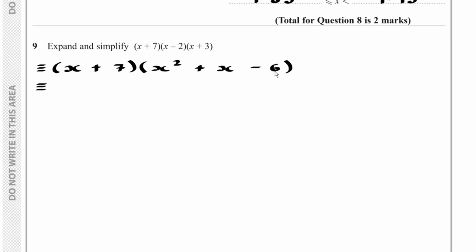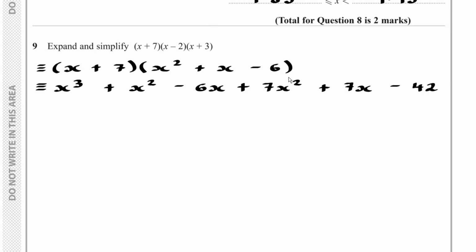Let's expand and simplify all this. X times x squared is x cubed. X times x is x squared. X times negative 6 is negative 6x. 7 times x squared is 7x squared. 7 times x is 7x. 7 times negative 6 is negative 42.